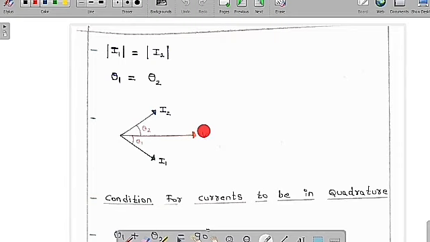Then the resonant frequency is omega naught is equal to 1 by root over LC, and in this condition the magnitude of the current in branch 1 and the magnitude of the current in branch 2 are both equal, and also the angles of the currents in branch 1 and branch 2 are equal. So these are the things that we are going to get whenever the circuit is at resonance.